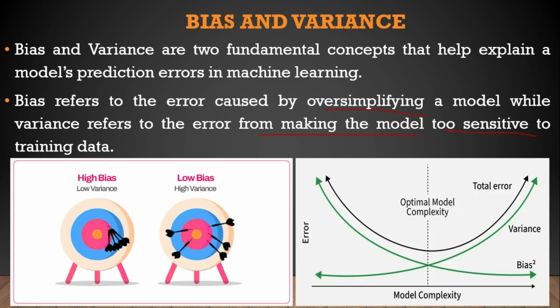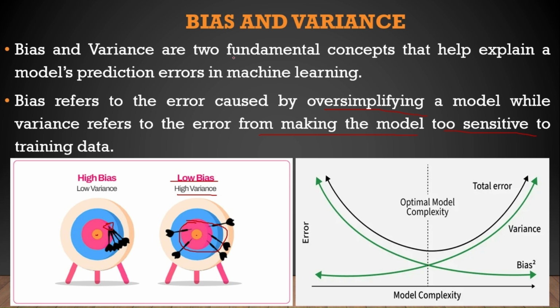So here you can see high bias and low variance. My target is here, but all my predictions land somewhere else. That one we call high bias and low variance. Here you can see low bias and high variance. My target is here, but the predictions are spread on all sides, though some are accurate and near the target. So this we call low bias and high variance.